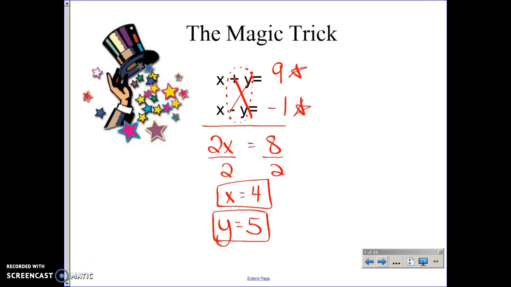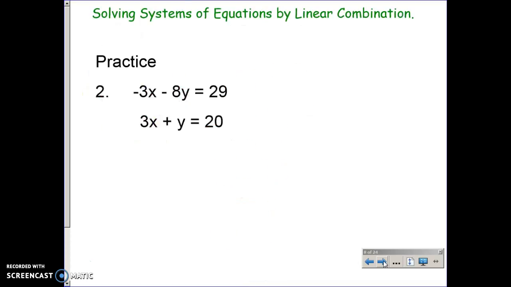So kind of a cool little trick. Not really magic, it's actually math. But you can fool people with it if they don't know what they're doing. All right, so let's move back to our notes now.